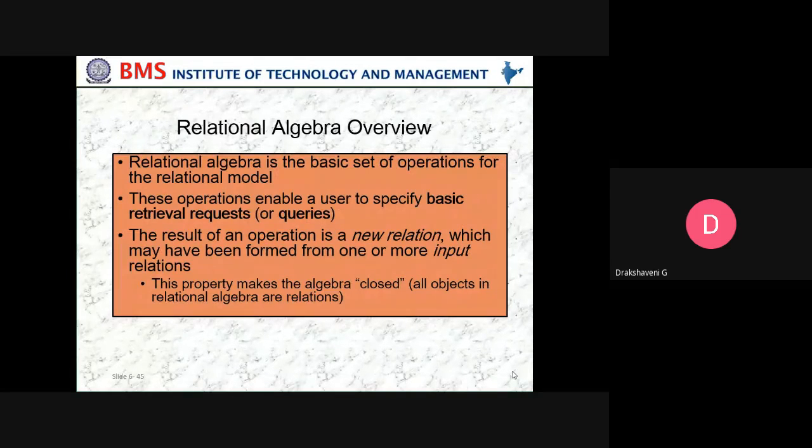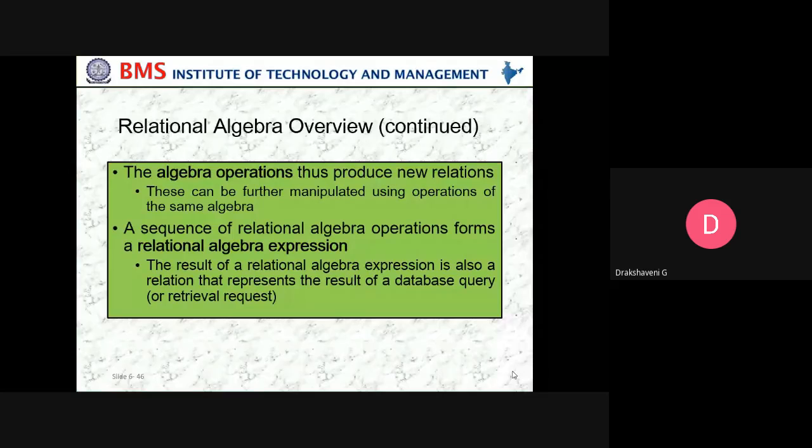A relational algebra overview. Relational algebra is the basic set of operations for the relational model. These operations enable a user to specify basic retrieval requests, or queries. The result of an operation is a new relation, which may have been formed from one or more input relations. This property makes the algebra closed. All objects in the relational algebra are relations. The algebra operations thus produce new relations, which can be further manipulated using operations of the same algebra.